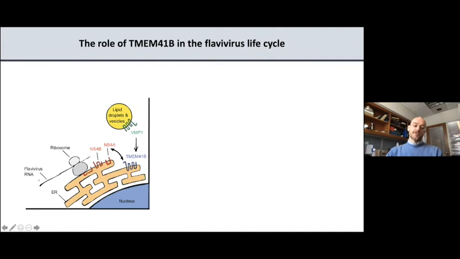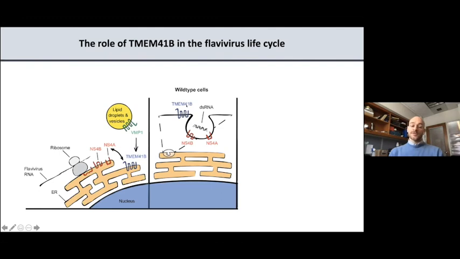So in an incoming flavivirus, the RNA is being translated on ribosomes. The polyprotein is being inserted in the ER membrane, and we know that NS4A and NS4B of the flavivirus interact directly with TMEM41B. And TMEM41B is also interacting with VMP1, and VMP1 is basically providing lipids to TMEM41B, which TMEM41B is then using to remodel membranes and, in terms of autophagy, to enlarge these autophagosomes.